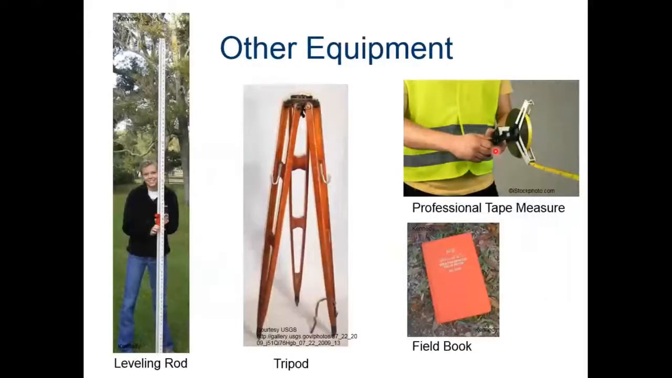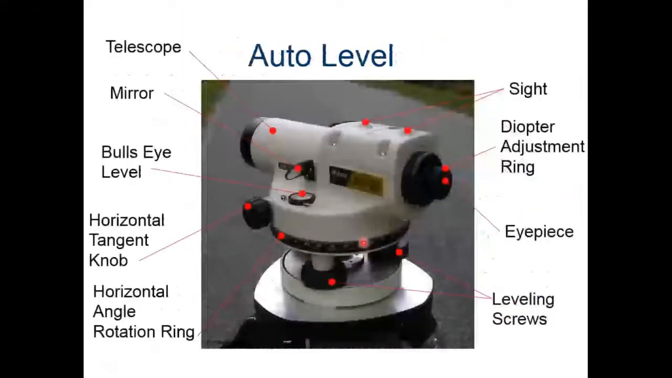Okay, the equipment we're going to be using: we'll be using a leveling rod, a tripod, and we'll also be using what's called an auto level. I'll go over more of the specifics of how this works in class, but that's the exact one that we're going to be using.